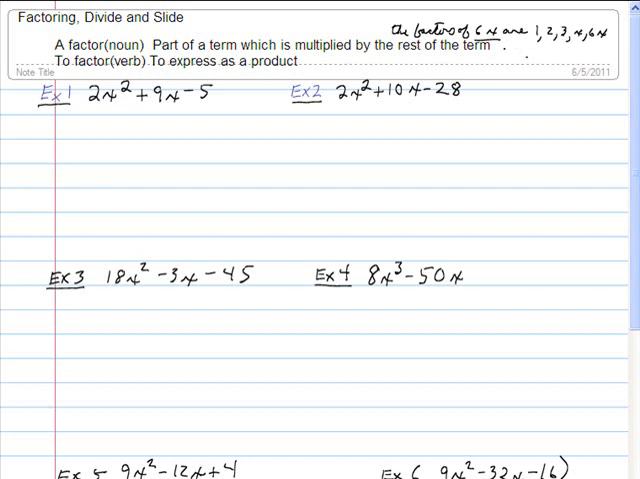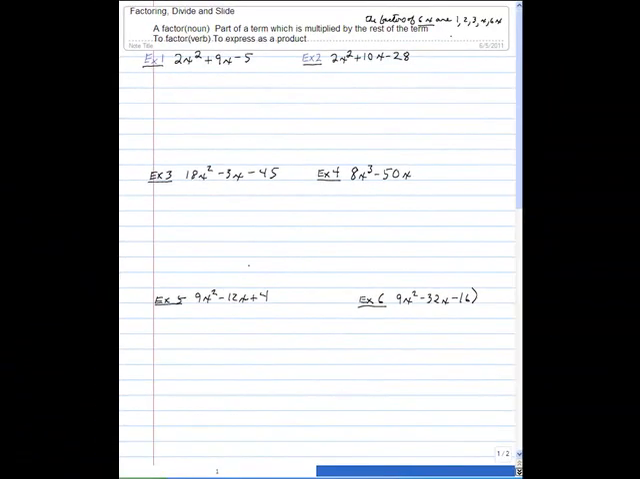On your test, I'm going to ask you to factor. I'm using factor then as a verb, and to factor means to express as a product. So what you see here is the example of 6 different problems, all expressed as sums. 8x cubed plus negative 50x. 2x squared plus 10x plus negative 28. And I want to take these sums and I want to change them to products. And when I change them to products, that is called factoring. So let's get on with it.